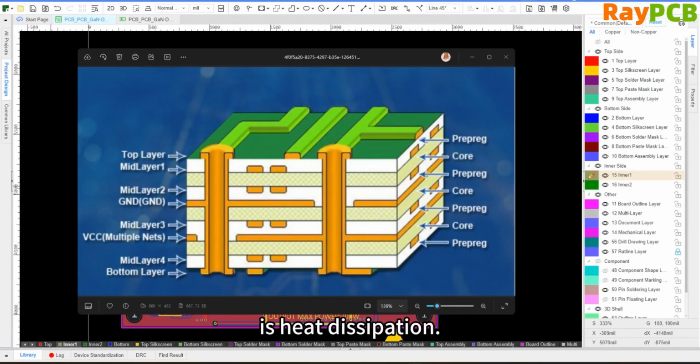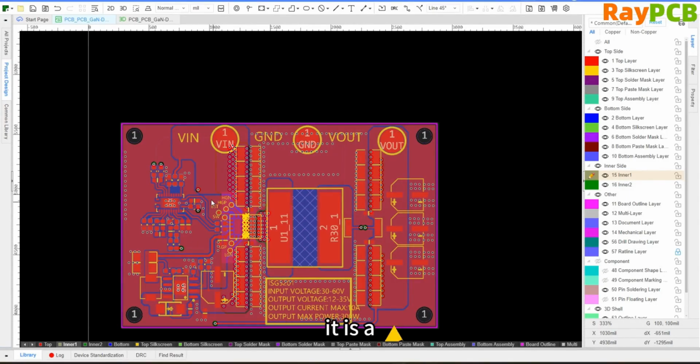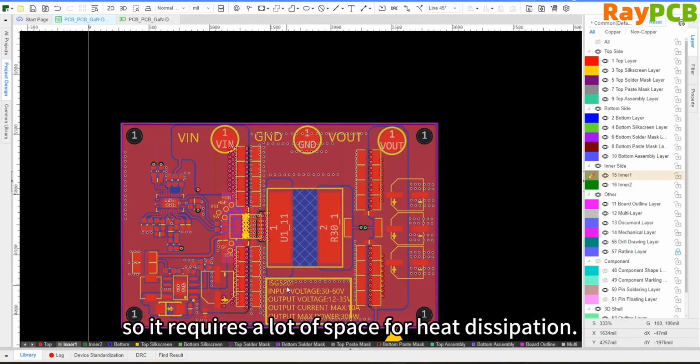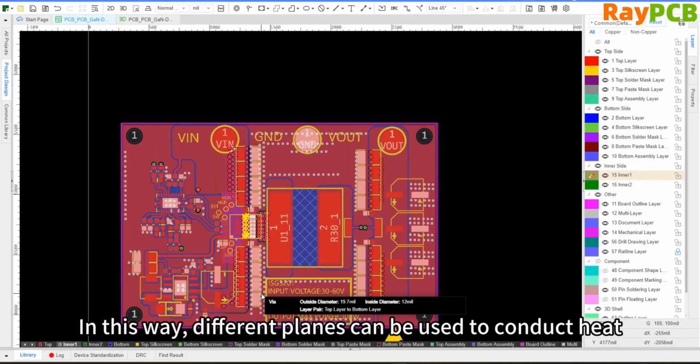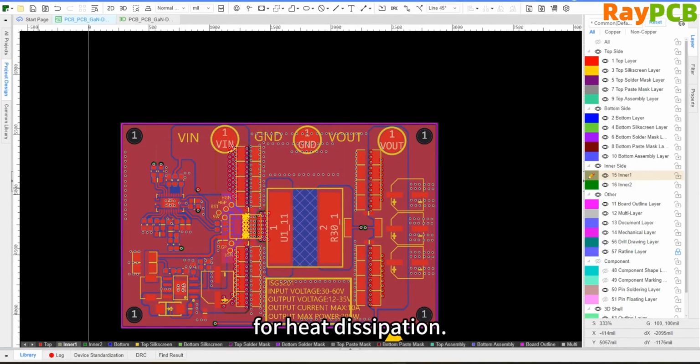Third, they help with heat dissipation. Large copper planes also facilitate the conduction and dissipation of heat generated by components. For example, in our circuit, it's a power supply board with relatively high power, so it requires a lot of space for heat dissipation. In this case, different planes can be used to conduct and dissipate heat.